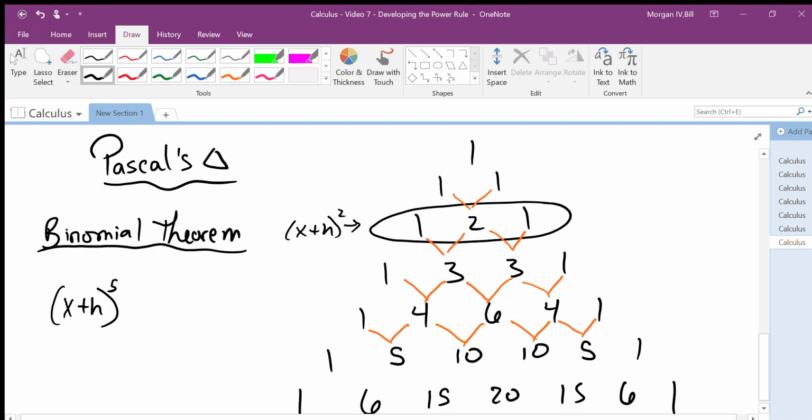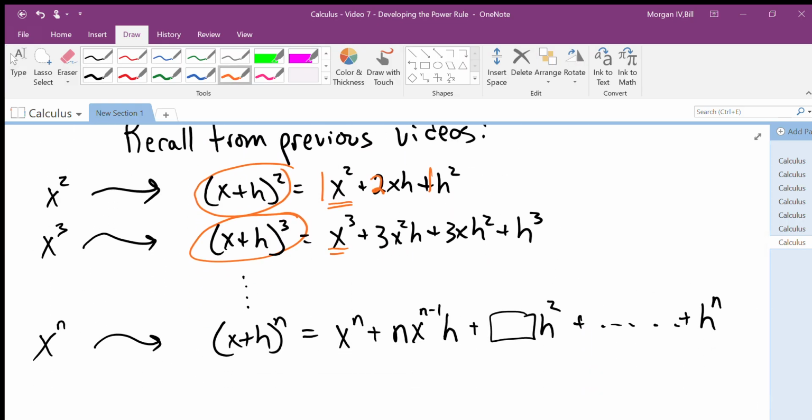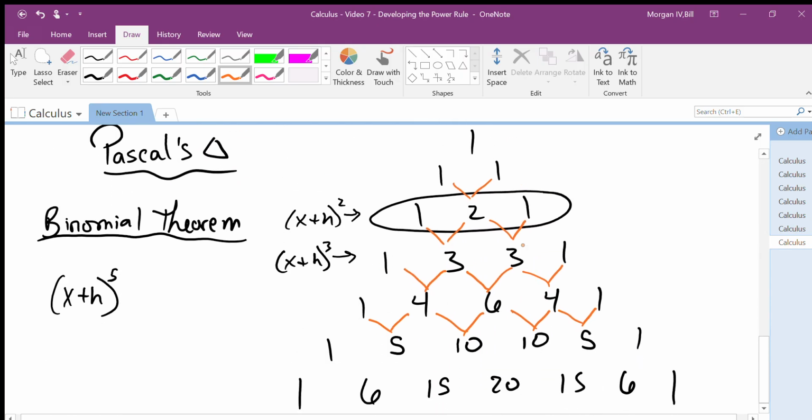The row here, 1, 3, 3, 1, those are the coefficients for x plus h cubed. Go back up. X plus h cubed, the coefficients are 1x cubed plus 3x squared h plus 3xh squared plus 1h cubed, 1, 3, 3, 1. Then to find the rest of the terms, you simply decrease the power of the x's and increase the power of the h's.